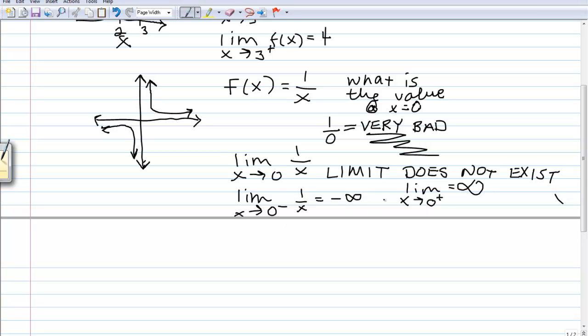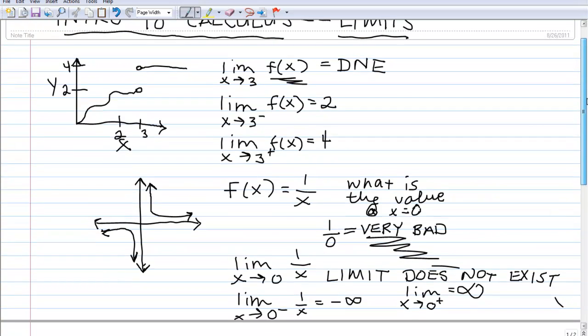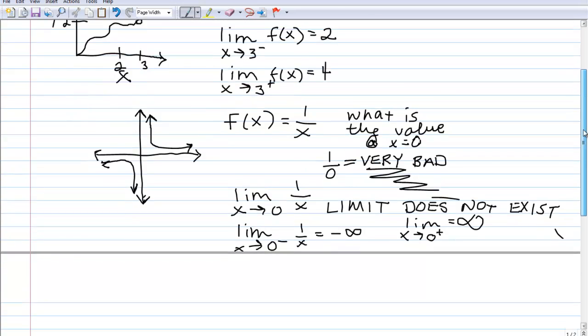Okay, so that basically concludes our lesson today for limits. It was very preliminary. You'll learn a lot more if you were to take calculus. So just one reminder, take it from the left, take it from the right, see if it equals.